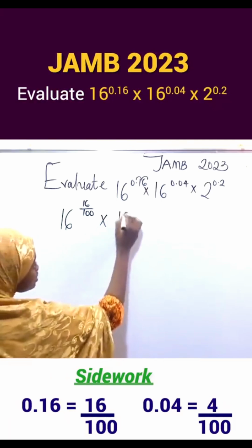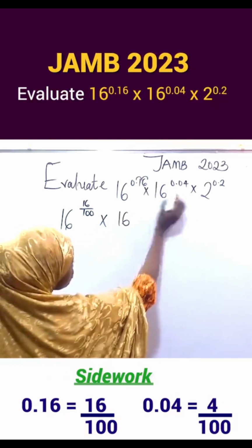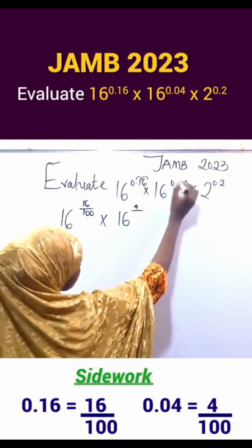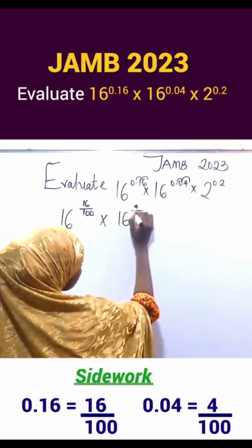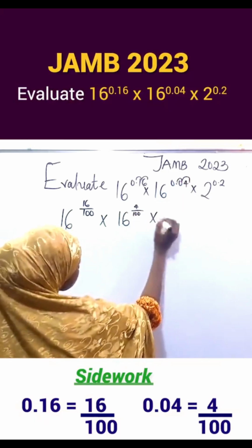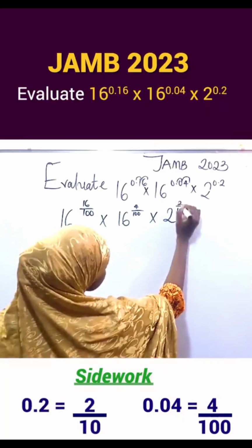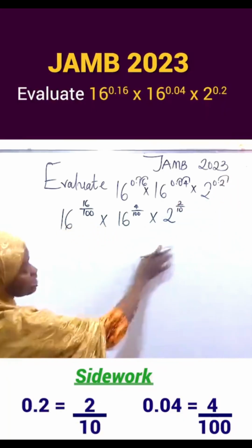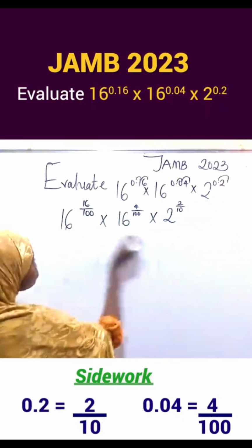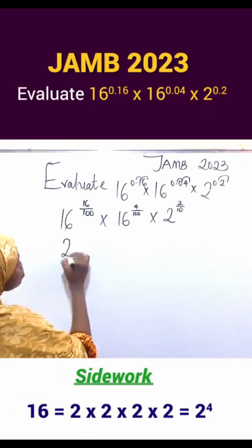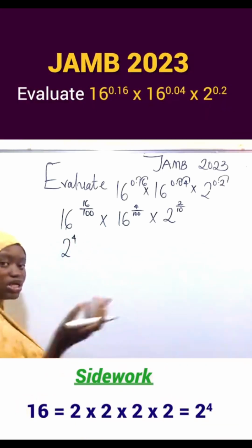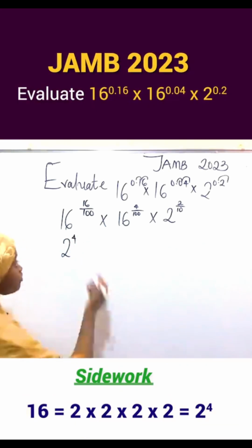Then multiplied by 16 to the power of 0.04, which is the same thing as 4 over 100, moving twice. Then times 2 to the power of 0.2, which is the same thing as saying 2 over 10, because we are moving just once. Let's make all the bases 2. So 16 is the same thing as 2 to the power of 4, that is 2 times 2 times 2 times 2.